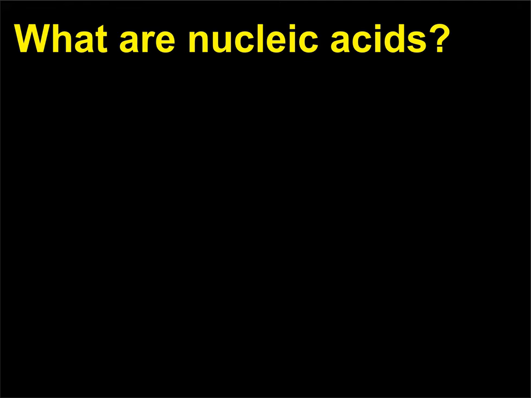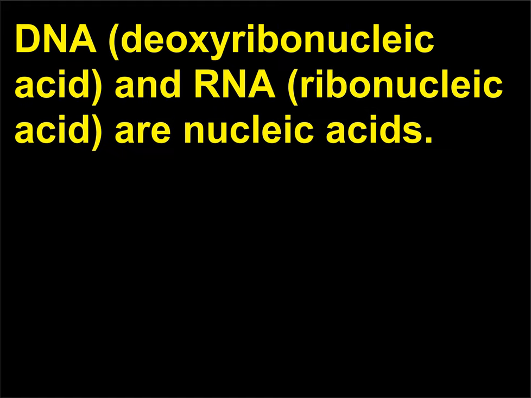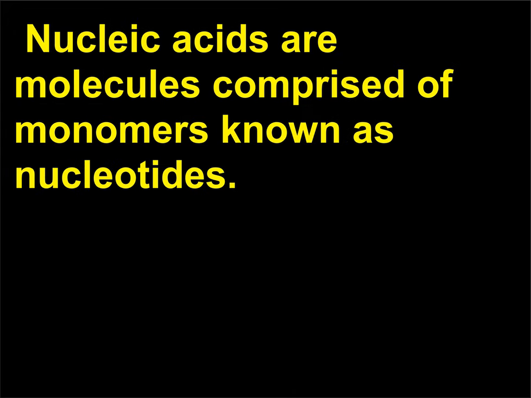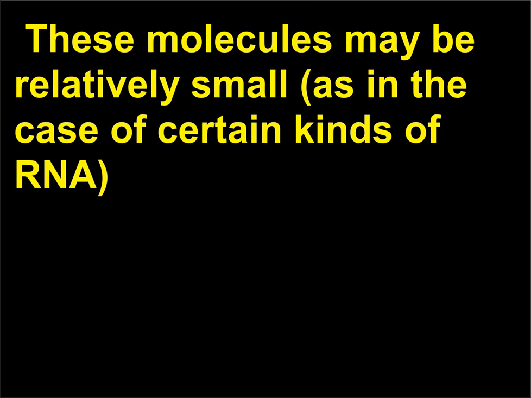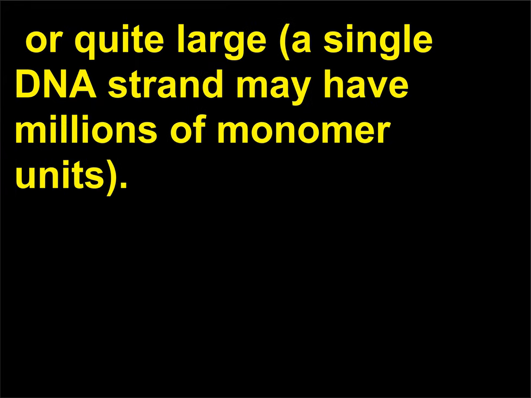What are nucleic acids? DNA, deoxyribonucleic acid, and RNA, ribonucleic acid, are nucleic acids. Nucleic acids are molecules comprised of monomers known as nucleotides. These molecules may be relatively small, as in the case of certain kinds of RNA, or quite large, a single DNA strand may have millions of monomer units.